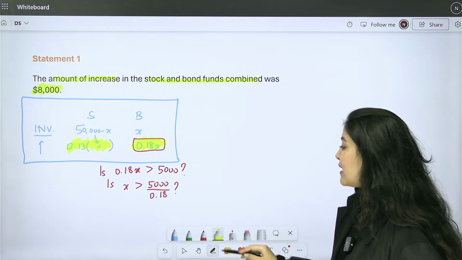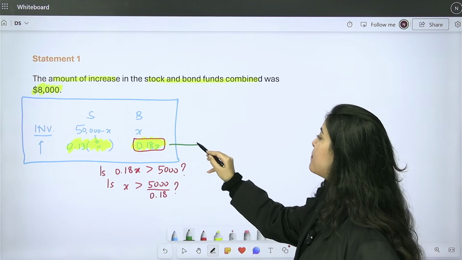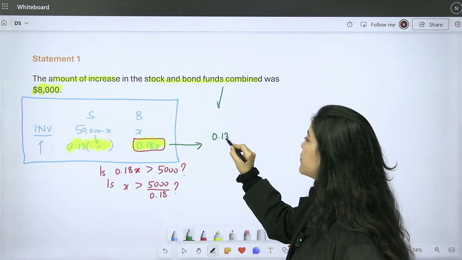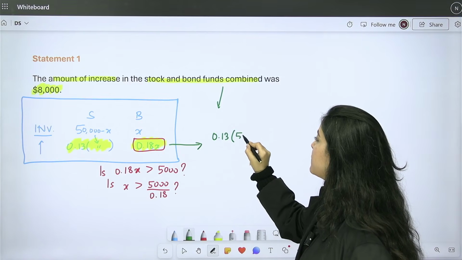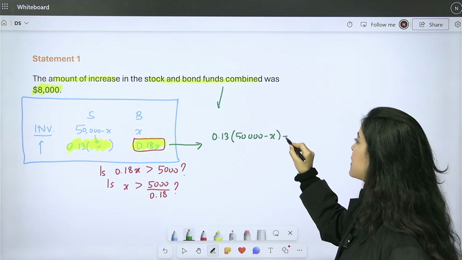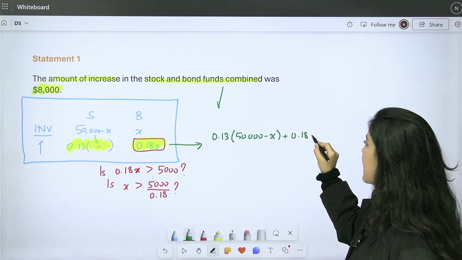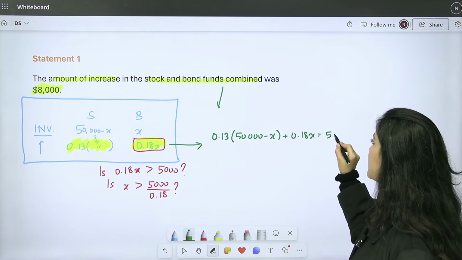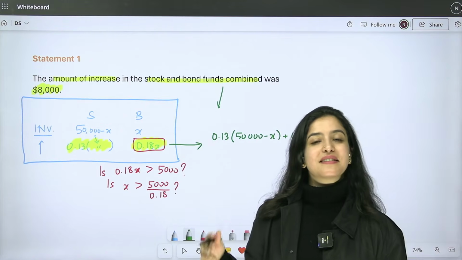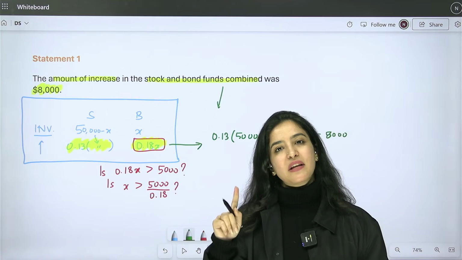That's equal to 8,000. So if you try to mathematically represent that, it is just a single equation, right? This is 0.13 times (50,000 minus x) plus 0.18x, and this is equal to 8,000. Now what kind of an equation is this? This is a linear equation which has only one variable.